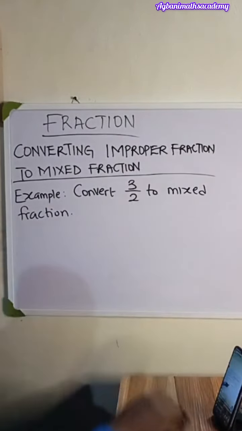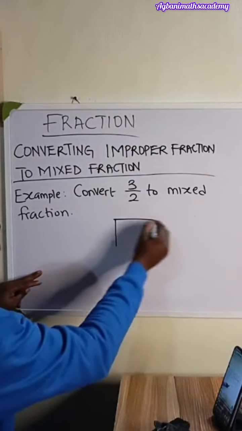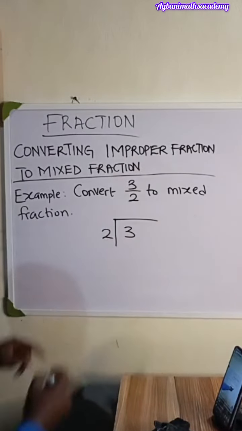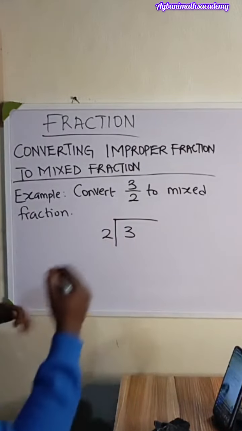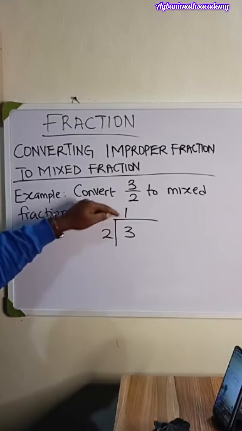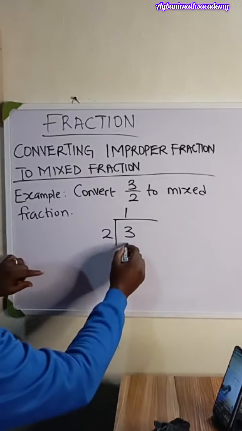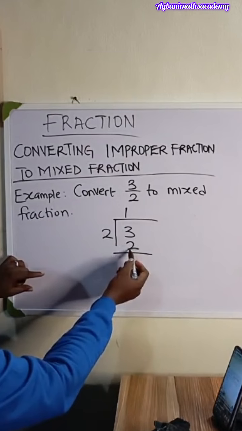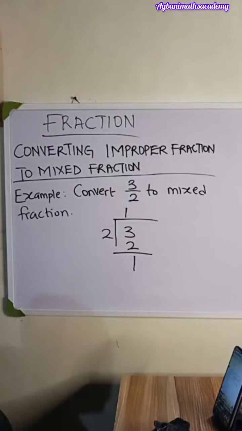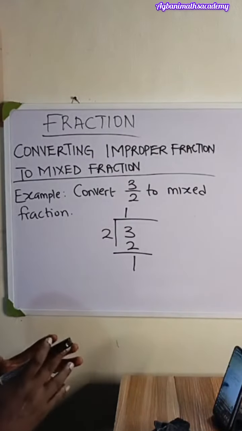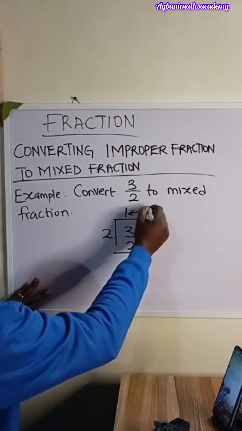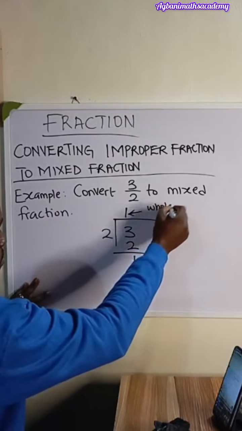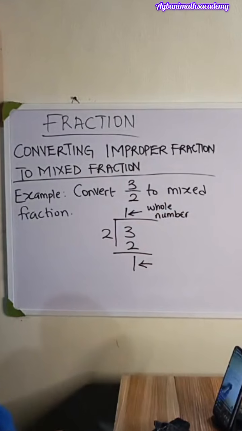Let's use long division. So if you have 3 divided by 2, you're going to have 1. 1 times 2, you're going to have 2. When 3 subtracts 2, you're going to have 1. Now, this gives you your answer as a mixed fraction. The number you have on top is the whole number. The number you have here is the new numerator of the proper fraction.